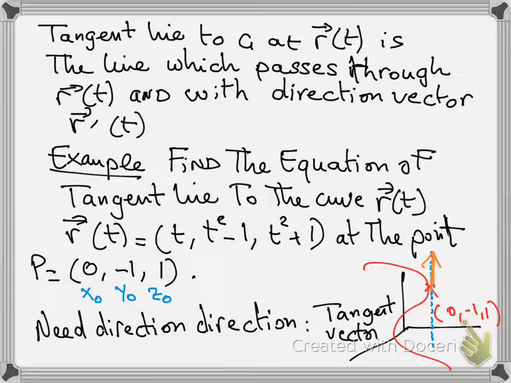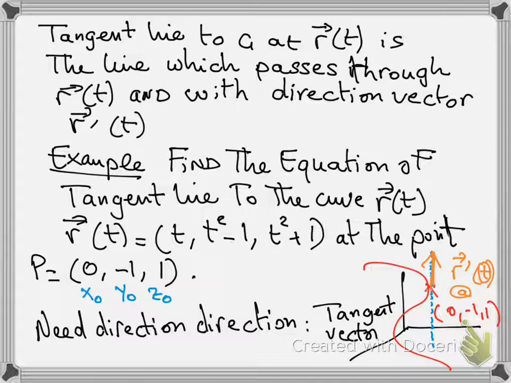And the tangent vector, that will be r prime of t. But, of course, it's the tangent vector at this point here, at the point 0, negative 1, 1. So the question is, what's t here? What's the value of t? So this point here, the question is, to which value of t does this point 0, negative 1, 1 correspond?